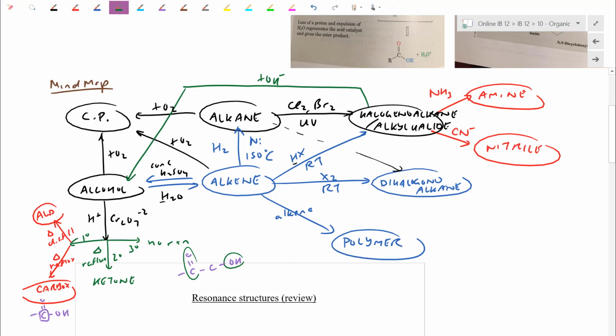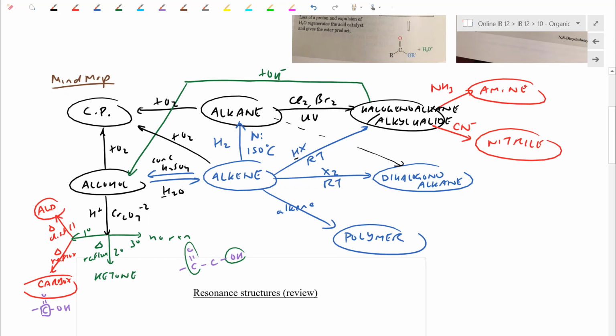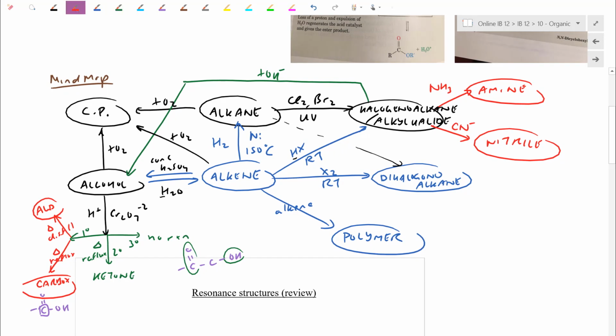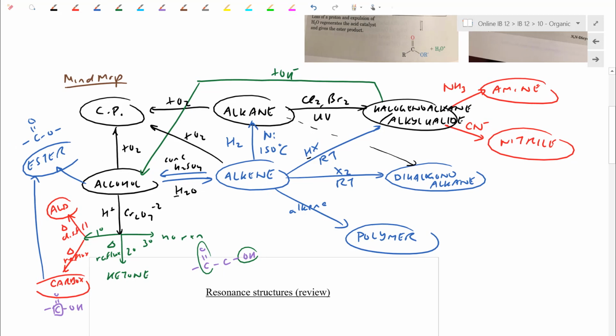But this carboxylic acid here has the double bond O and the OH on the exact same carbon. We were able to match up the oxidized form, the carboxylic acid, with the alcohol group again. This one here ended up adding together to form an ester. An ester is a C double bond O group like that, so that comes sort of mid-chain.